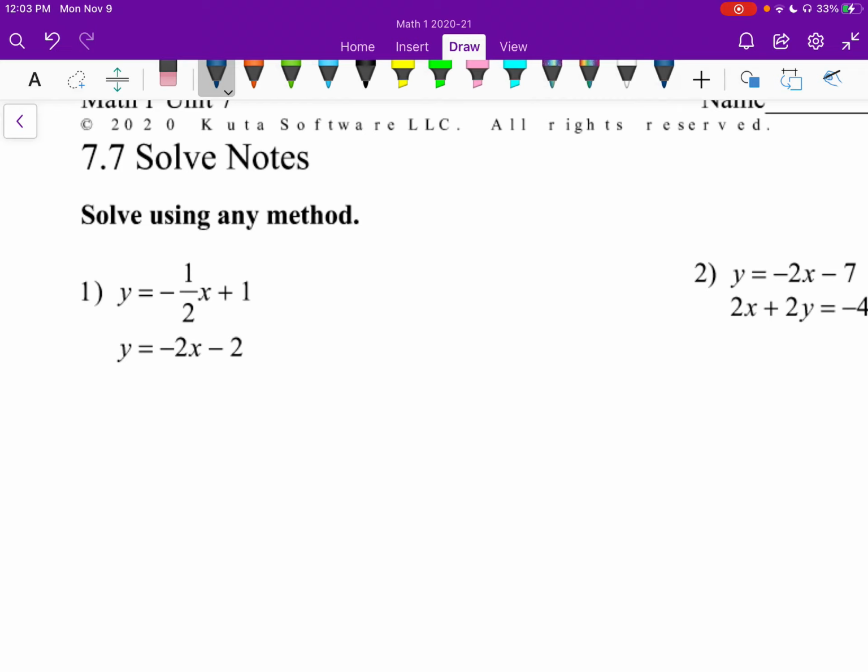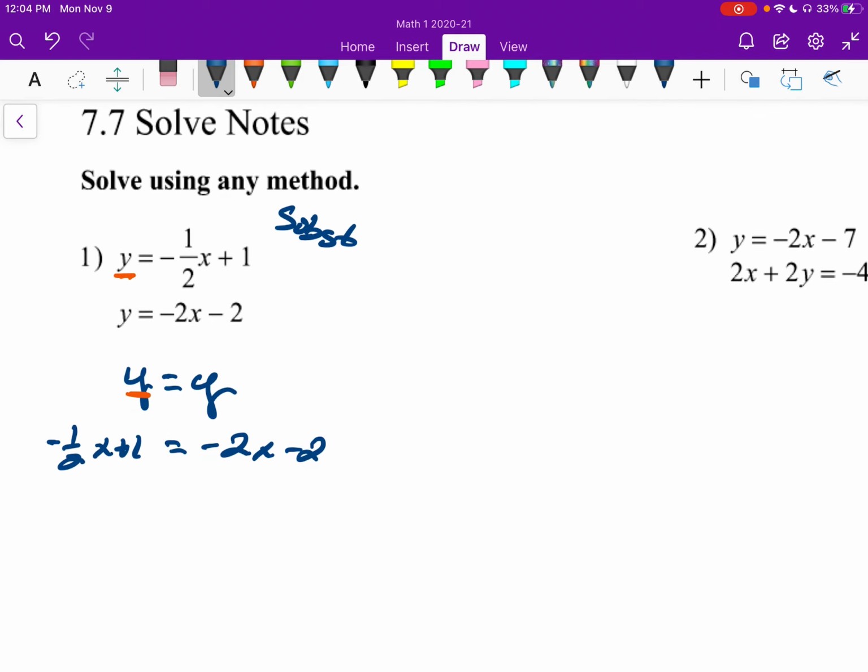Well, since we have y equals on both spots, I'm going to go ahead and use substitution. So I'm going to start off saying y equals y, right? I'm using substitution here. I say y equals y, so negative 1/2 x plus 1 equals negative 2x minus 2. I'm going to add 2x to the left and subtract 1 from the right. So this guy and this guy go away, and I'm left with 3/2 x equals negative 3.